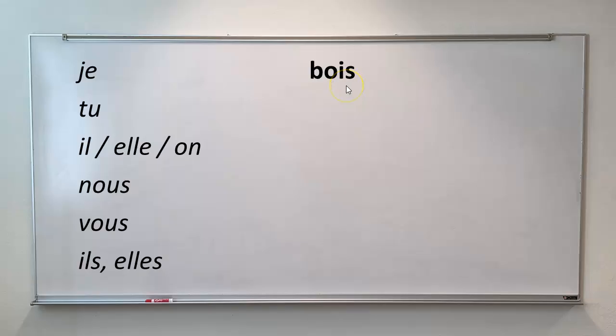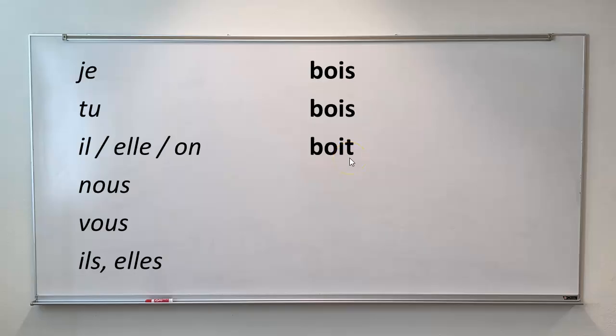B-O-I-S, bois. For irregular verbs, I like to spell out the forms. It I think is an aid to help you remember the form. So, je bois, B-O-I-S. Tu, same exact form, tu bois, you drink, B-O-I-S. Tu bois. Il, elle, or on, it's pronounced the same, bois, but the spelling is a little different.